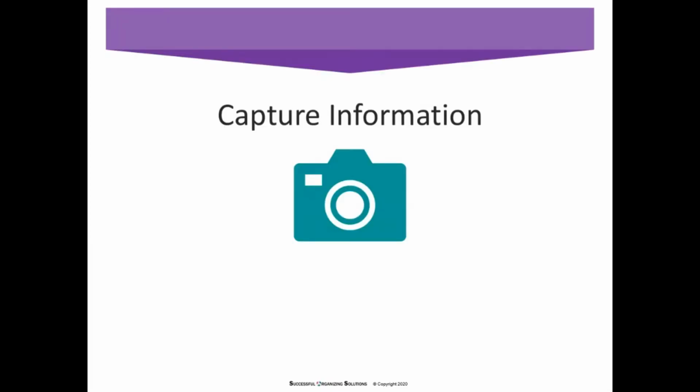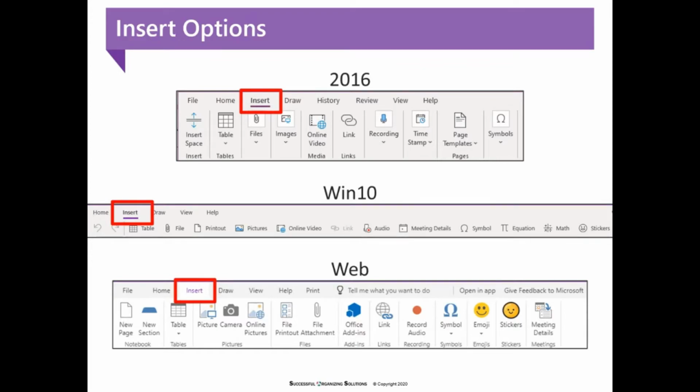So now that you know how OneNote notebooks are organized, let's take a look at all the types of information you can add to your pages. To see the options of what can be inserted into OneNote, click Insert in the menu bar. As you can see here, depending on what version of OneNote you are using, the menu will look just a little bit different. So let's go ahead and start adding information.